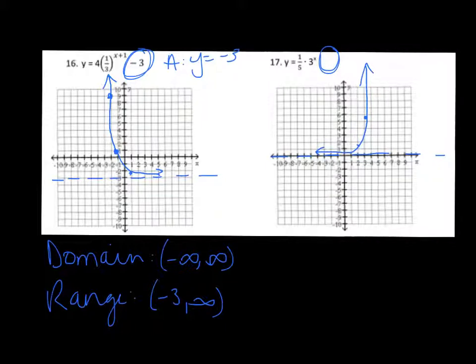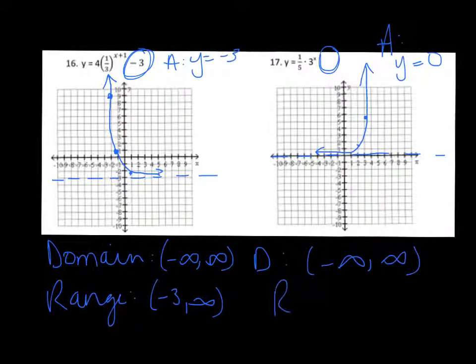Once again, if you just hit graph on your calculator, it looks like it stops. It does not stop. It just keeps getting closer and closer and closer to that asymptote. So the asymptote on this one would be y equals 0. Domain is all real numbers. And range would be from 0 to infinity.